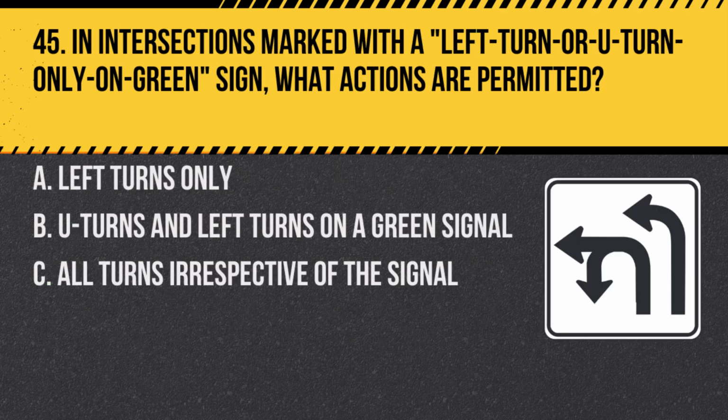Question 45. In intersections marked with a left turn or U-turn only on green sign, what actions are permitted? A. Left turns only. B. U-turns and left turns on a green signal. C. All turns irrespective of the signal. Answer: B. U-turns and left turns on a green signal. This sign allows both maneuvers, but only when the signal is green.